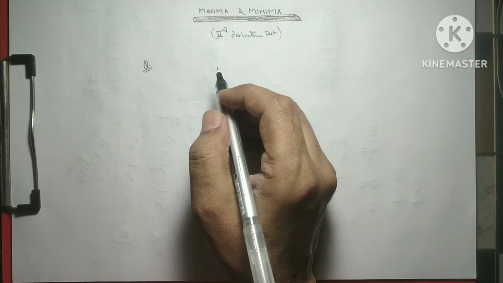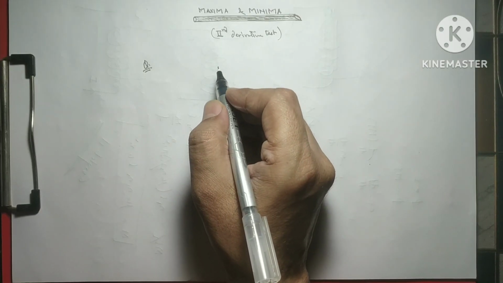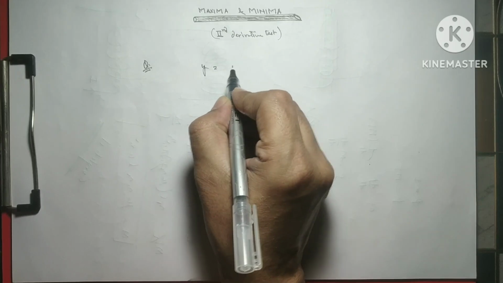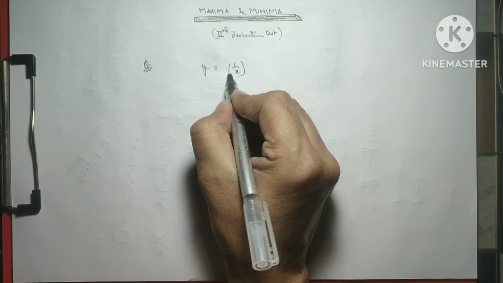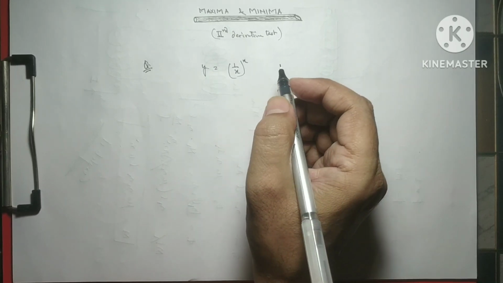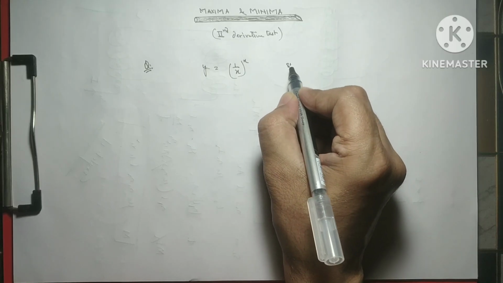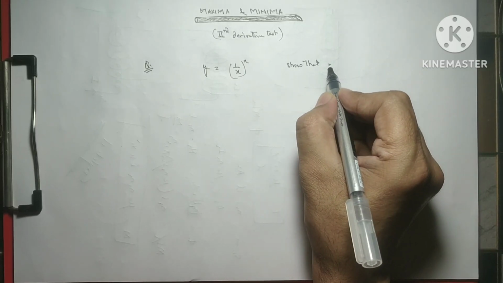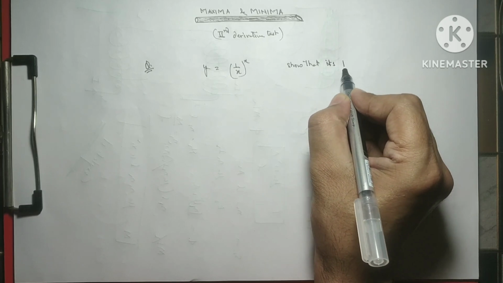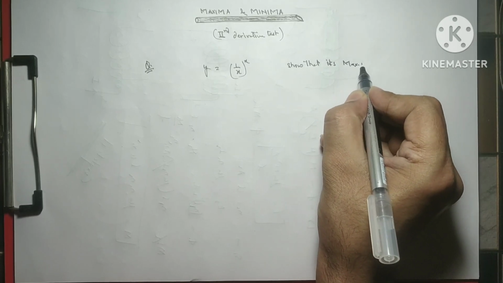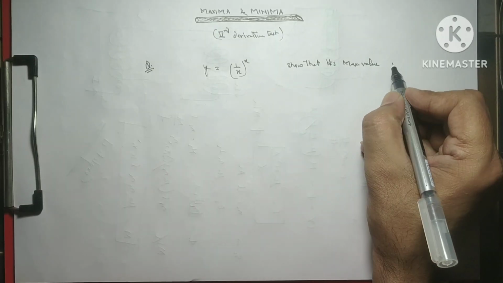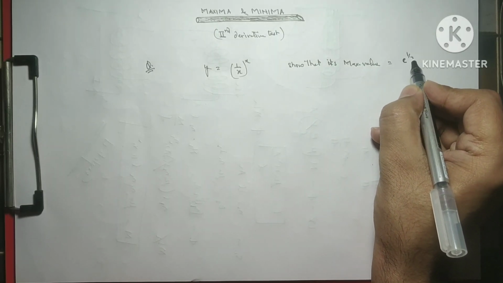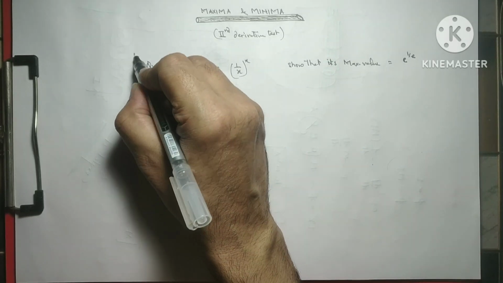So right now we have a question: find the maximum value of 1 over x to the power x, and show that its maximum value is e raised to the power 1 over e. So this is an important question.